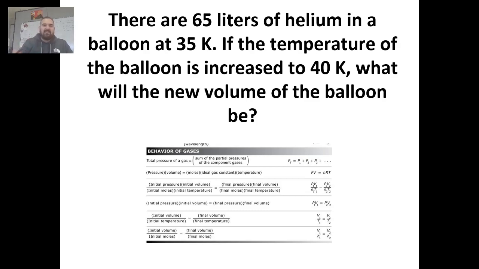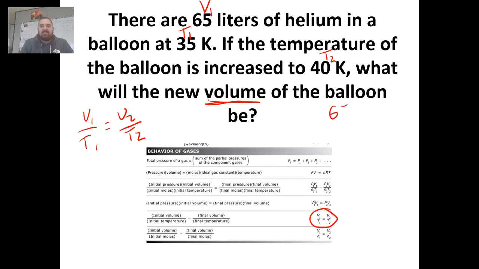So here they give us liters. So what's this? That's volume, right? So this is V1. And then what's Kelvin? So this is going to be T1. Over here they give us T2. And they're asking us for V2. So we're going to have to use this equation right here. So this equation is going to be V1 over T1 equals V2 over T2. And then we just plug stuff in where it goes.